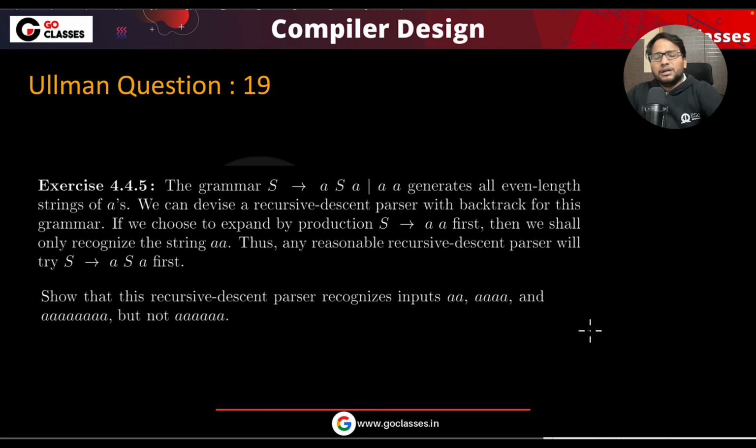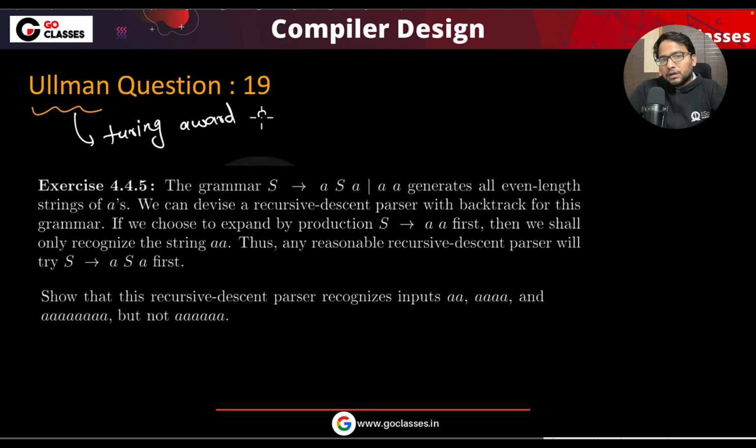Now, let's see the next question, which I have taken from Ullman. In this question, this small a I have written, or maybe the book has written later on. So you might know about Ullman. He is a Turing Award winner. He has written multiple books, on DBMS also, on compiler design also, I think on TOC also. He's a Turing Award winner.